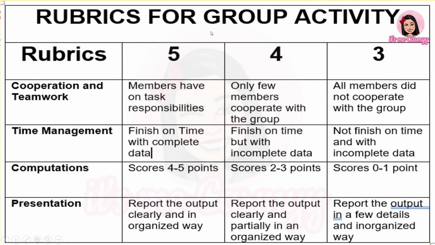So here is the rubrics for group activity. We have 5, 4, and 3. The first criteria is cooperation and teamwork: members have assigned responsibilities. Then time management: finish on time with complete data. Computations scores 4 to 5 points, and presentation: report the output clearly in an organized way. So if you get 5 for each criteria, you will get 20 points.